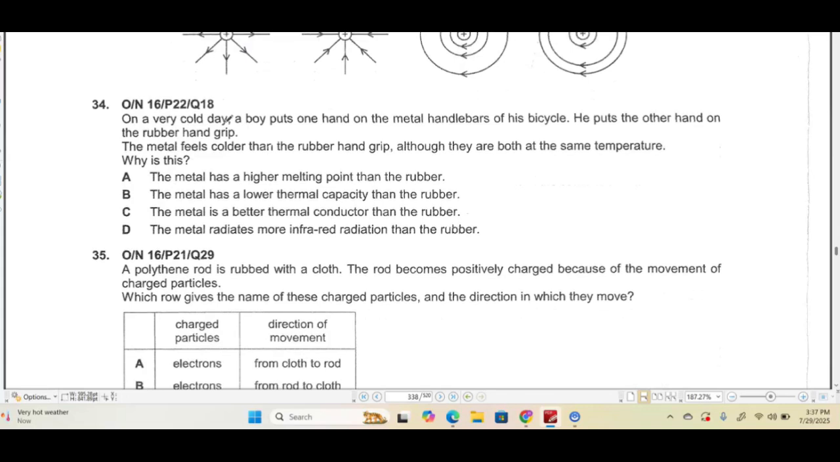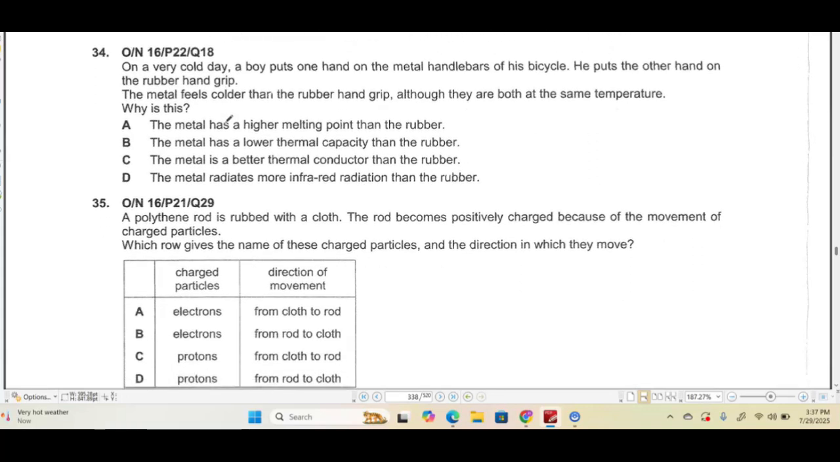Question number 34. On a very cold day, a boy puts one hand on the metal handlebars of his bicycle. He puts the other hand on the rubber hand grip. The metal feels colder than the rubber hand grip, although they are both at the same temperature. Why is that? Metal has a higher melting point than rubber. This is true, but this fact doesn't explain this phenomenon. The metal has a lower thermal capacity than rubber. What is thermal capacity, by the way?